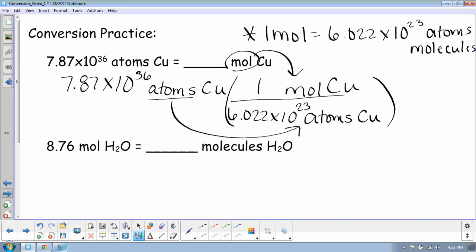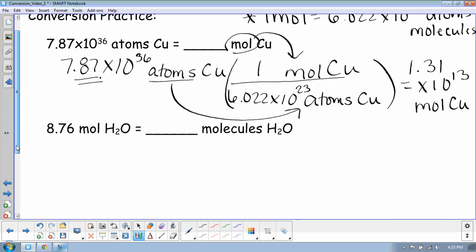So we want to put both of these numbers in scientific notation when we're doing this problem. So I'm going to put 7.87 times 10 to the 36 in my calculator and divide that number by 6.022 times 10 to the 23. I'm going to end up with a number in 3 significant figures based on this number here: 1.31 times 10 to the 13 mole Cu. Again, this is a large number, but it's not quite as big as the magnitude of 36 and 23 that we started with.